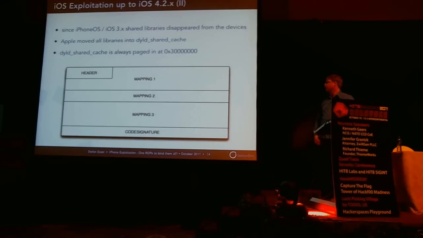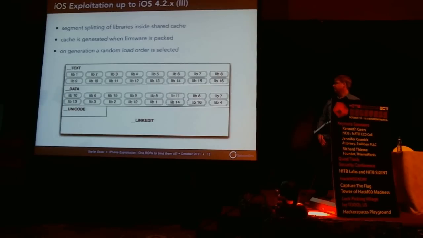Another thing you need to know is that on iOS 3 and above, you have no libraries on the device anymore. Everything was moved into the shared cache. And this is always mapped at this address. The cache looks like this: you have 3 mappings inside the cache and the code signature. When you look into the cache, you will see that the first part contains the text segments of all the libraries. The second part contains the data segments of all the libraries. And in the last part, you see some other segments like the Unicode strings in some framework, and link edit information.